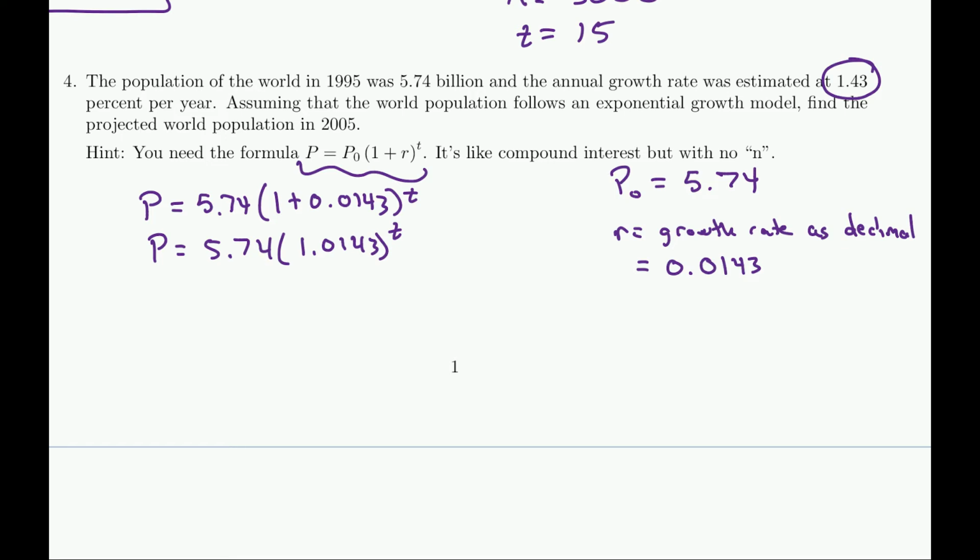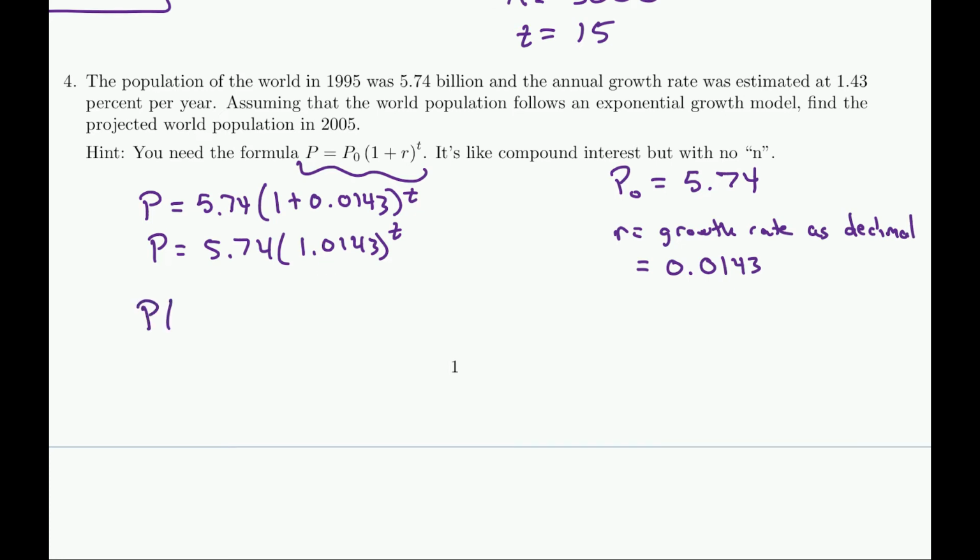The question actually asks here, what are we looking for? So population in 1995 was 5.74, okay. The annual growth rate's 1.0143, that's reflected here. Assuming the world population follows an exponential growth model, that's what we have. Find the projected world population in 2005. So from 1995 to 2005 is 10 years. So what we need to do is evaluate this with t equals 10, and we'll get our answer.